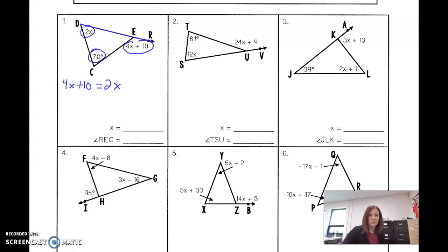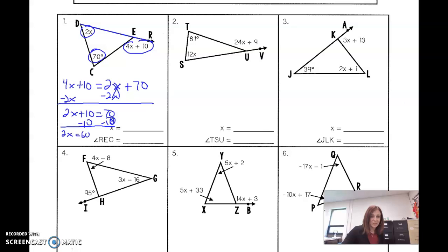So the sum of those, 2x plus 70. Okay? Now we have a variable here, so we just have to solve. I'm going to get rid of 2x by subtracting 2x from each side. That leaves me with 2x plus 10 equals 70. Now, solve this equation by subtracting 10 from each side. Kind of running out of room here, sorry. I have to write smaller.